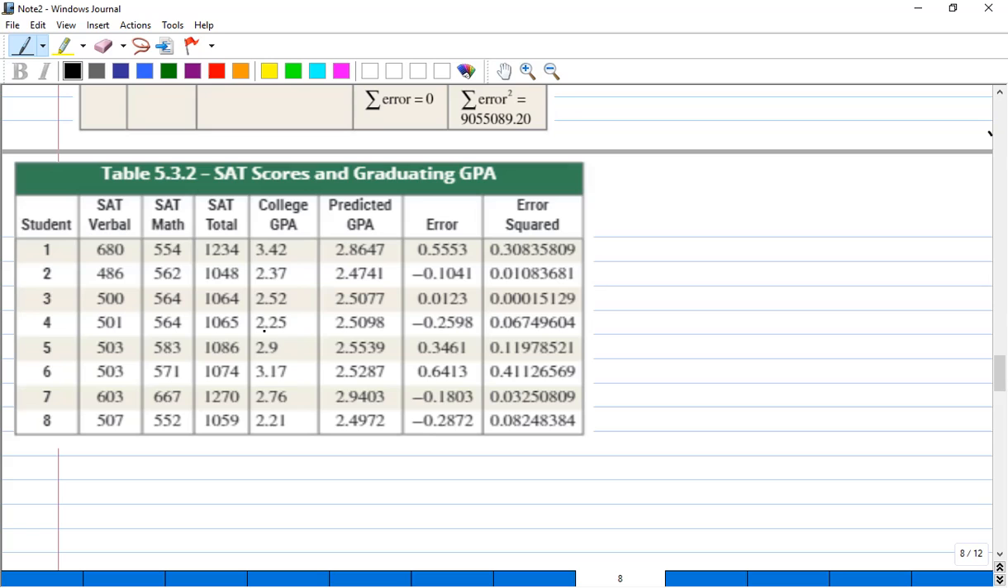But so you see SAT scores, college GPAs. There is an actual least squared line that can be figured out to predict the GPAs according to their scores. All right. So here's the predicted GPAs. Here's the error. Here's the error squared. So you can see sometimes the predicted GPA is off a bit.